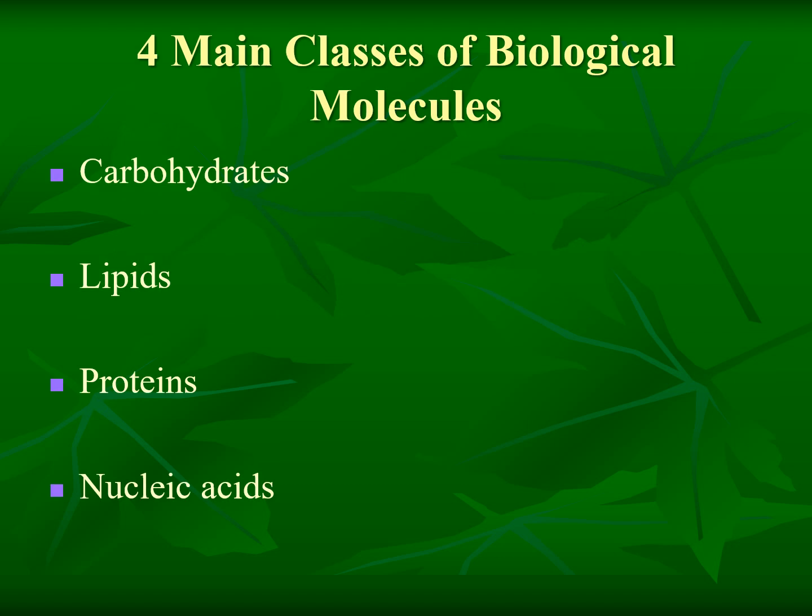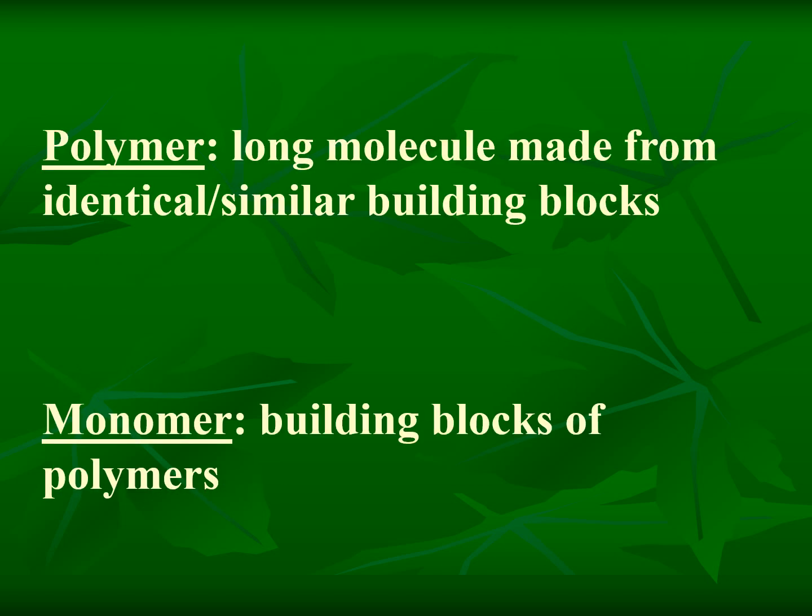We look at different types of biological molecules, and this will be looking at your organic molecules. So we're kind of shifting gears a little bit to look at these. The four main classes are divided into these four groups: carbohydrates, lipids, proteins, and nucleic acids. So we're going to look at all of these.